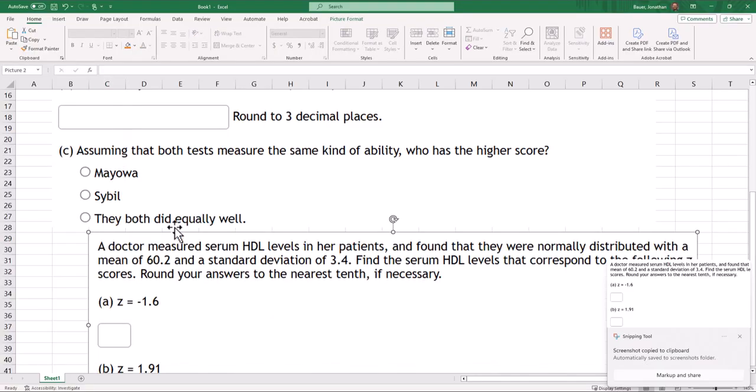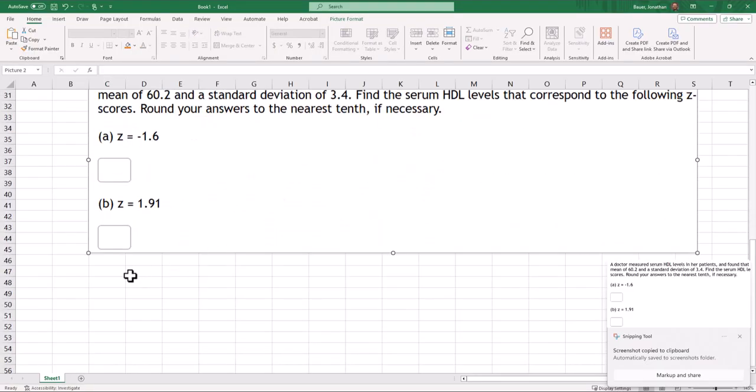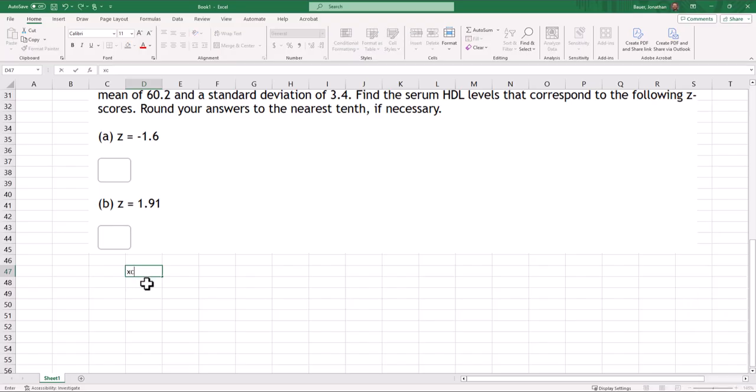So I'm going to paste this here, see how it goes. X bar, 60.2, S 3.4, and now we're looking to find a data point, an X is what I have here. I have a z-score. My z is equal to negative 1.6. So, because this is a negative value, our answer should be less than X bar. We're going to be going to the left of the mean there.